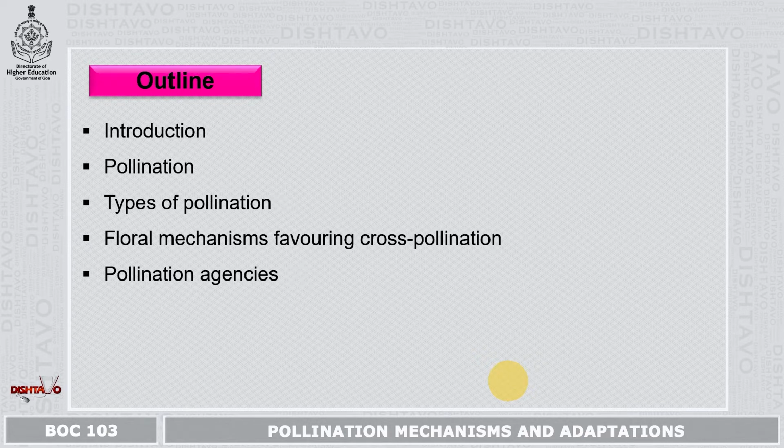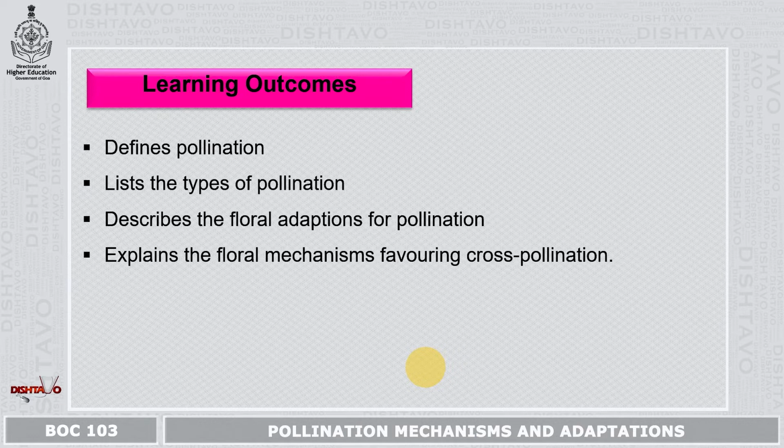Outline: Introduction, Pollination, Types of Pollination, Floral Mechanisms favoring cross-pollination, Pollination Agencies. Learning Outcomes: defines pollination, lists the different types of pollination, describes the floral adaptations for pollination, explains the floral mechanisms favoring cross-pollination.